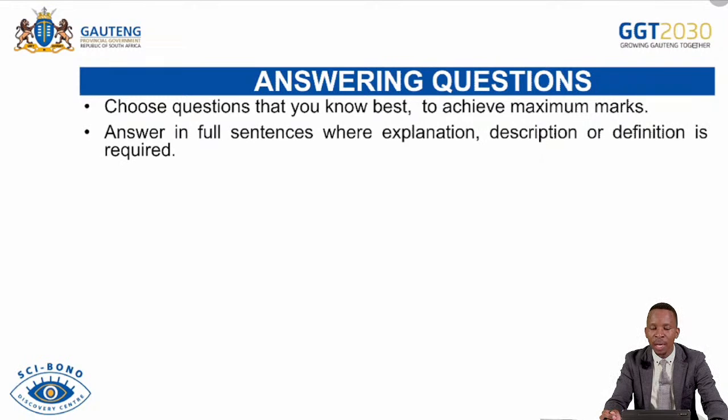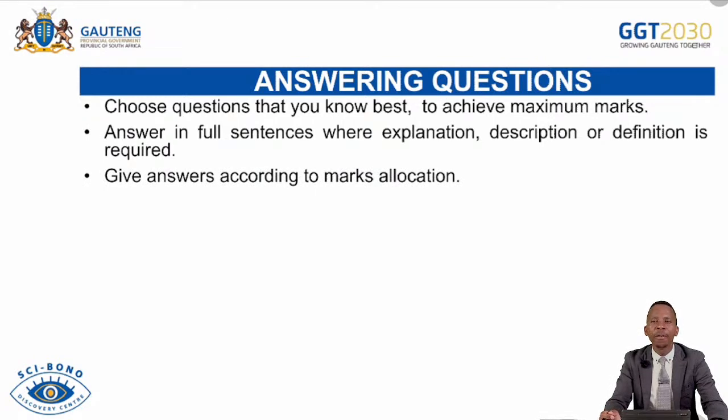Answer in full sentences where explanation, description, and definition is required. Give answers according to mark allocation. Do not give a paragraph of maybe 10 sentences for 2 marks. You are wasting your time. Ensure that if it's 2 marks, you provide a full sentence there. That is authentic, and it has the essence to save time. Do not simply give many sentences and paragraphs while the mark is only for 4. Always provide answers according to mark allocation.